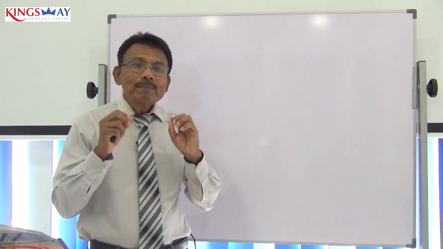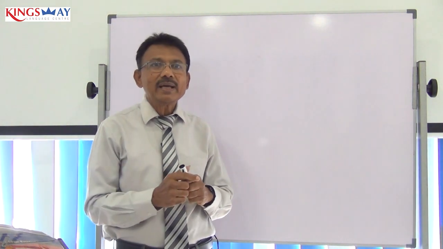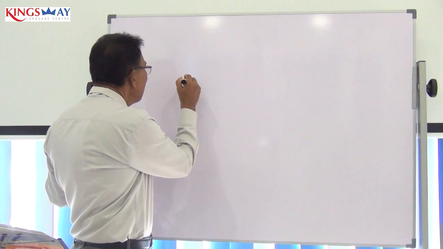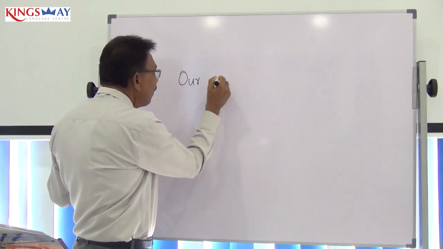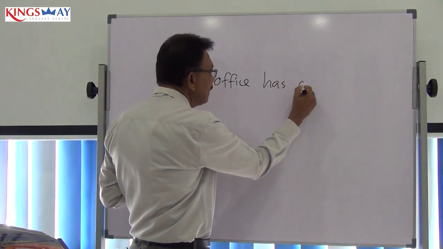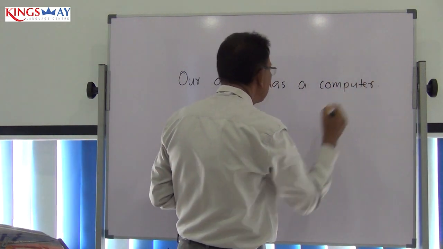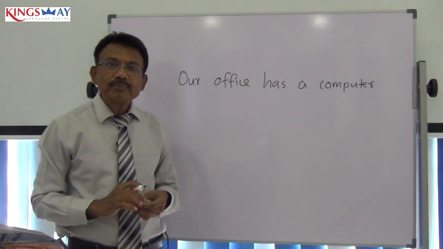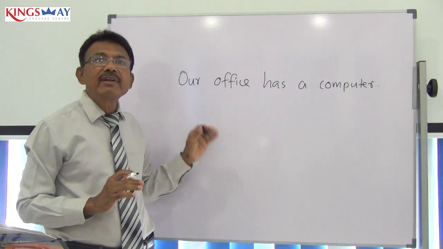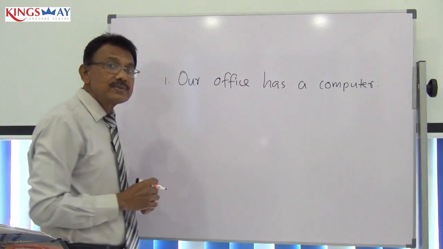With sentences also, I can say the same idea by using two different sentences. Now look at this sentence. I am going to give you an example, okay? Our office, a very simple one I am giving. Our office has a computer. This is a very simple sentence that everyone can understand. Our office has a computer. One sentence.